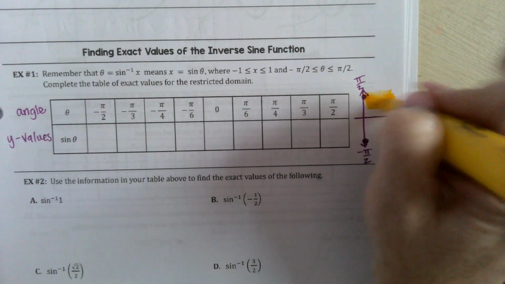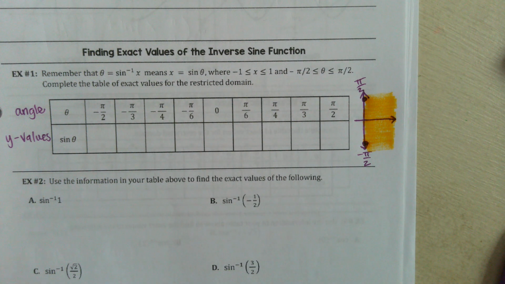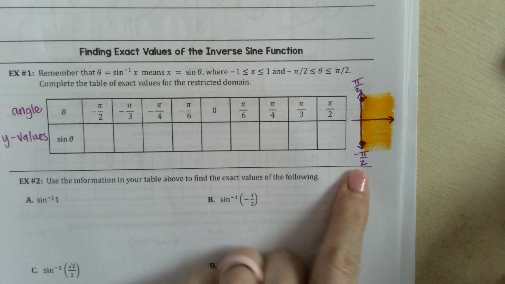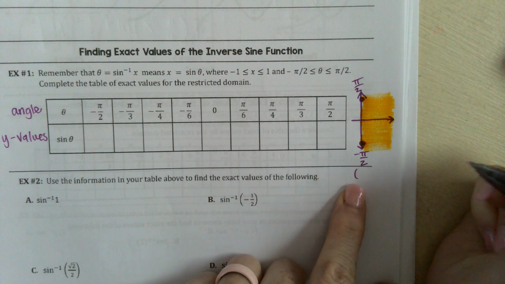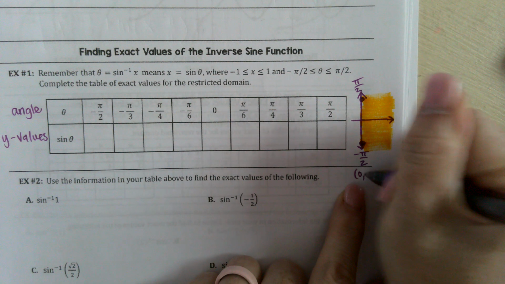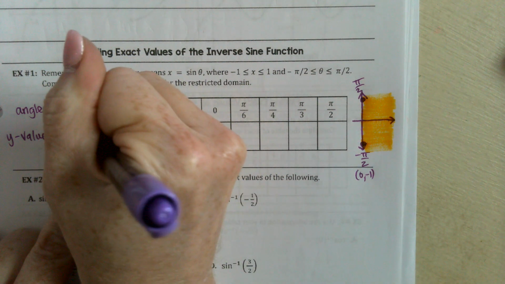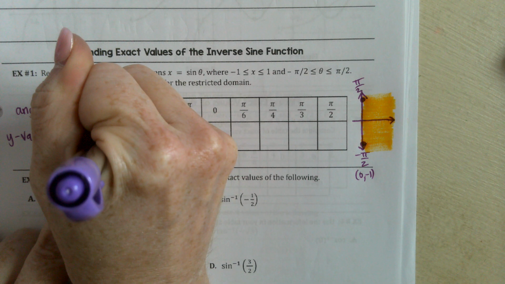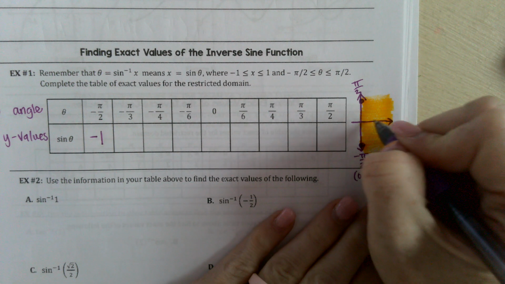So everything I'm working with right here falls in quadrants 1 and 4. Okay, so here is negative pi over 2. The ordered pair here for negative pi over 2 is the ordered pair 0, negative 1. What's the y value? Negative 1.